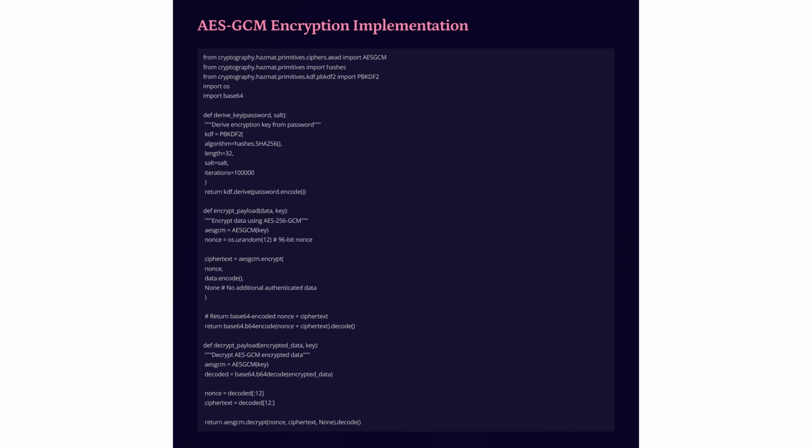To implement AES-GCM encryption, derive a key using PBKDF2 with SHA-256, a 32-byte length, and 100,000 iterations. Encrypt data with AES-256 GCM, generating a 96-bit nonce. The encrypted payload is base64 encoded, combining nonce and ciphertext. Decryption involves decoding, extracting the nonce, and decrypting the ciphertext using the same key.